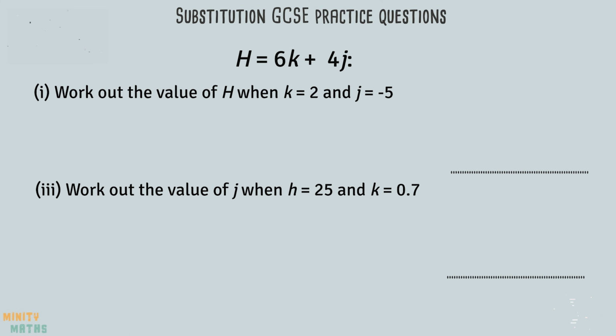For this question, we are given an equation. H equals 6k plus 4j. The first part of the question asks us to find the value of h when k is 2 and j is minus 5. We need to rewrite the equation with 2 in place of k, and minus 5 in place of j.